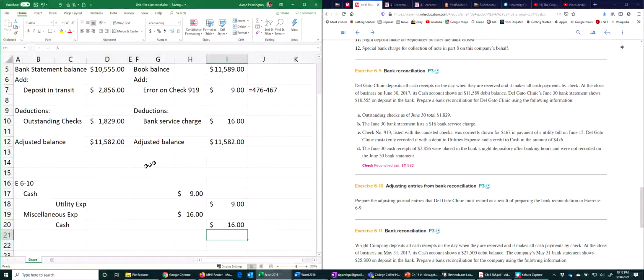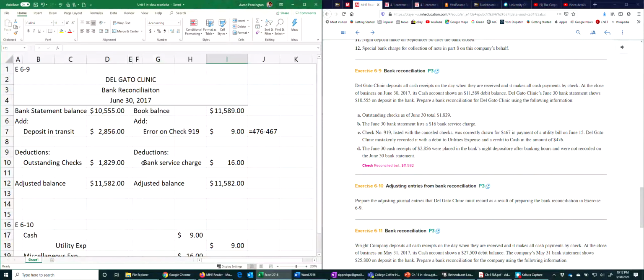So there you have it. Quick demonstration of bank reconciliation and the journal entries that result from the bank reconciliation. All right. So next time.